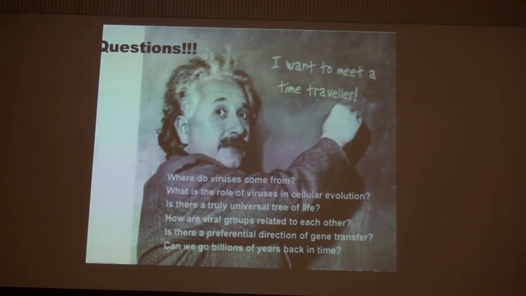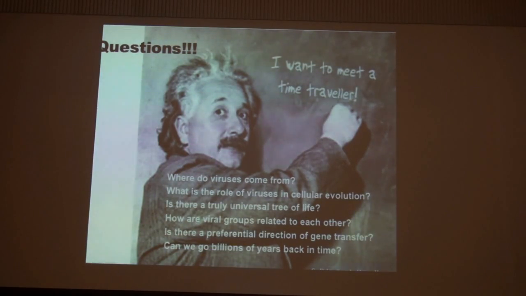And then we start asking questions, and I'm going to ask questions today. Where do viruses come from? What is the role of viruses in cellular evolution? Is there a truly universal tree of life? How are viral groups related to each other? Is there a preferential direction of gene transfer? You know, is it going viruses to cells, or is it going cells to viruses? Can we go back billions of years in time? Can we do that, really?